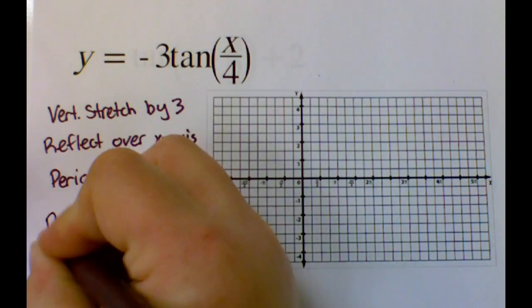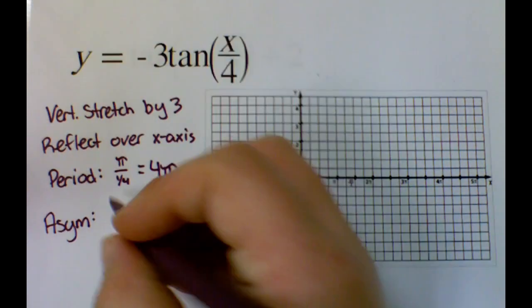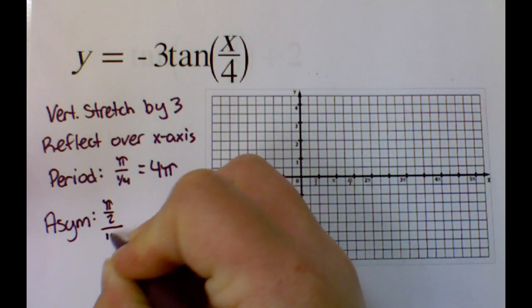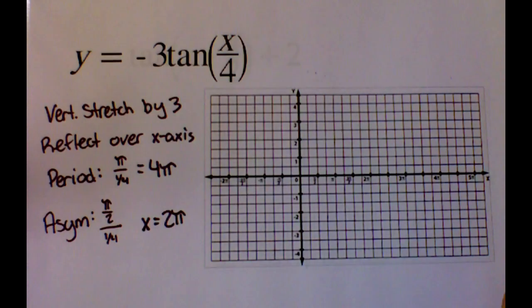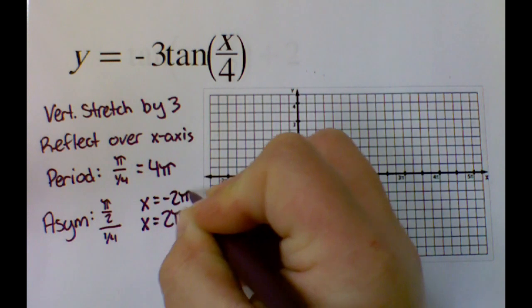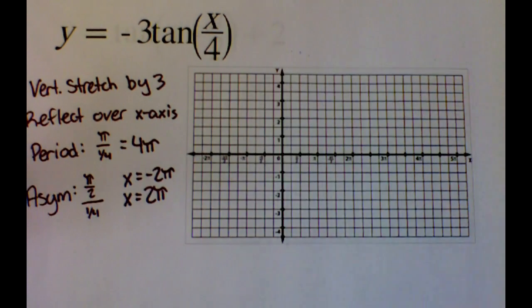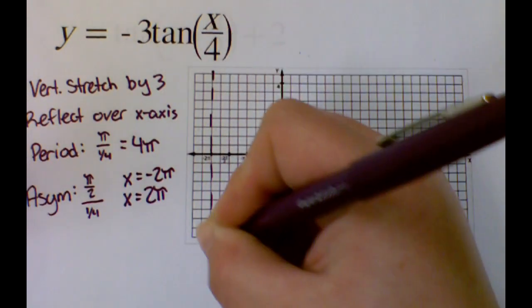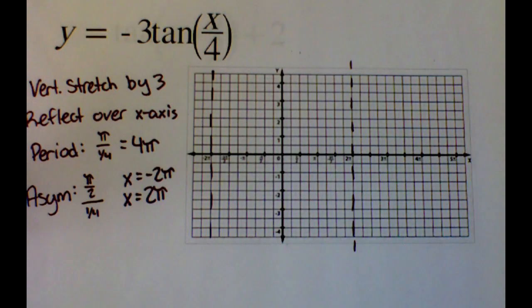And my asymptotes, we'll say asymptotes, is n pi over 2 divided by b. So every pi over 2 divided by 1/4, which means my first asymptote is at 2 pi. My next asymptote is at 6 pi. Or I had one before it at negative 2 pi because it repeats every 4 pi, so I can add or subtract 4 pi to get my asymptotes. So let's put in my asymptotes first. Negative 2 pi, positive 2 pi, 6 pi, which isn't on there.